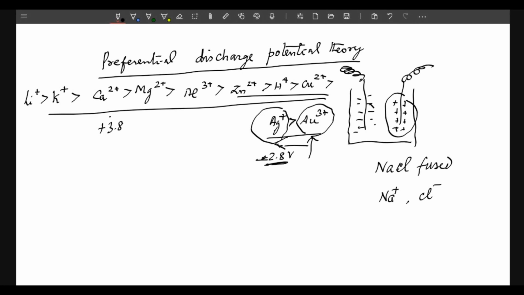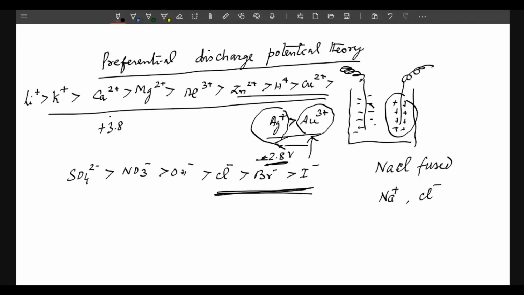And similarly, you have another series for the anions, again in descending order of discharge potential. If sulfate ion is present, it requires higher discharge potential. Next is nitrate. Next is the OH minus ion. Next is the chloride ion. Then bromide ion and iodide ion. Therefore, of chloride, bromide and iodide, iodide will be discharged easily first, then bromide, and then chloride. In our oxidation potential values, iodide is at the top, then bromide, then chloride, and the least is fluoride.